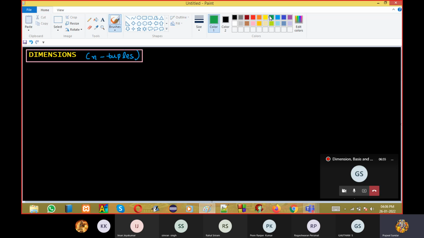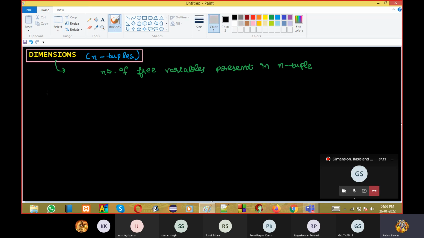Now what is dimension? For the dimension of n tuples, we have many definitions. I will give you the simplest definition that I have in my hand: the number of free variables present in the n tuple is known as the dimension of the n tuple. Now the question is, what is a free variable?